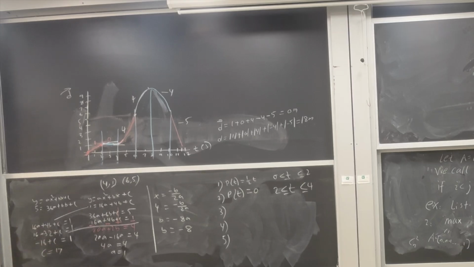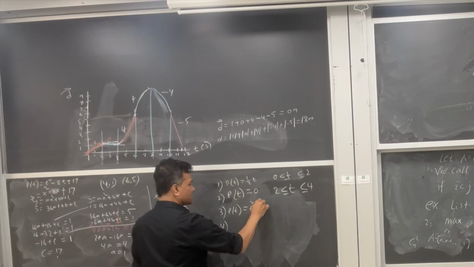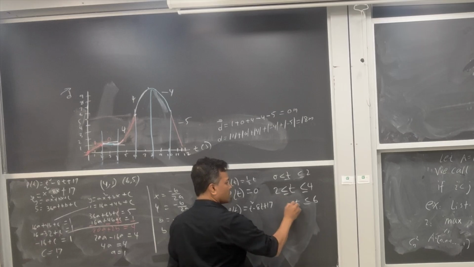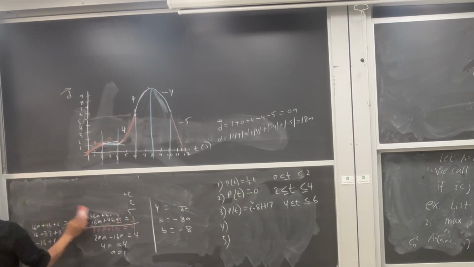So now you finally have your equation. So y is equal to a is 1, so x squared, plus b is negative 8, so negative 8x plus c is negative 17. So finally you're going to write p of t is t squared minus 8t plus 17, and t is between 4 to 6. Now you're going to do the next one, and I'm telling you, the next one is easier.